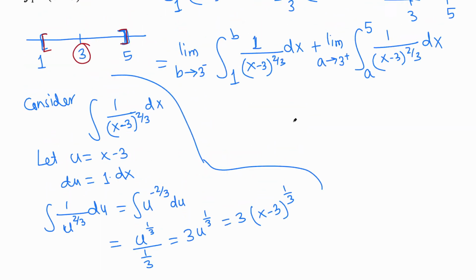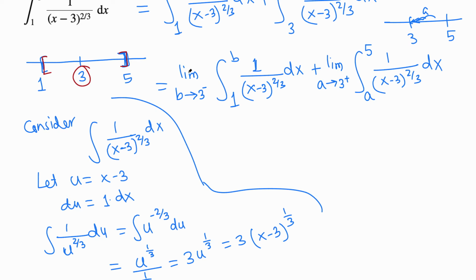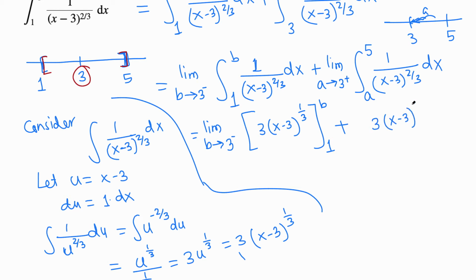Okay, so let's go up here and plug in those. For the first one, we have the limit as b approaches 3 from the left, and this integral is 3 times (x minus 3) raised to 1/3, evaluated from x equals 1 through b, plus the same thing here: the antiderivative of this fraction, 3 times (x minus 3) raised to 1/3, with this limit.